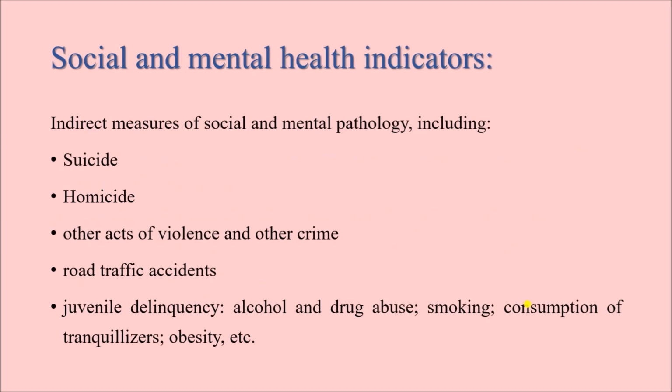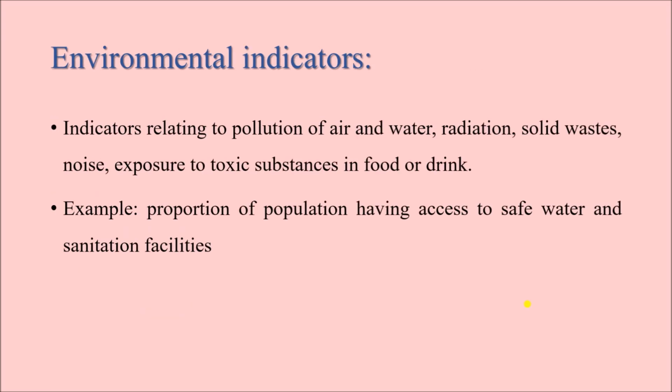Social and mental health indicators are the indirect measures of different social and mental pathology, and they include the different rates of suicide, homicide or murder, different acts of violence and other crime, road traffic accidents, and juvenile delinquency, especially alcohol and drug abuse in this age group, smoking, consumption of tranquilizers, and even obesity, because obesity is somewhat related to depression. So all these are the different social and mental health indicators of a country.